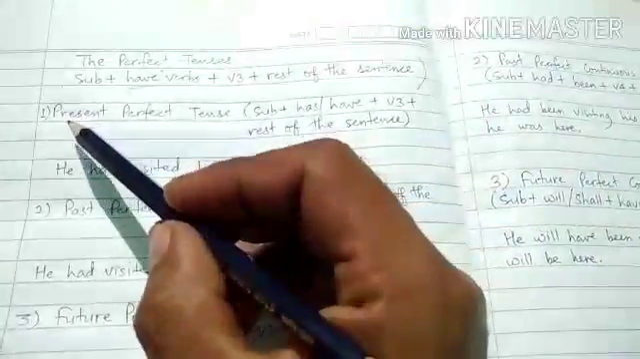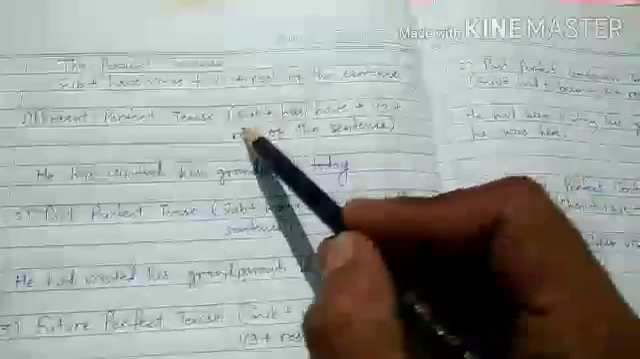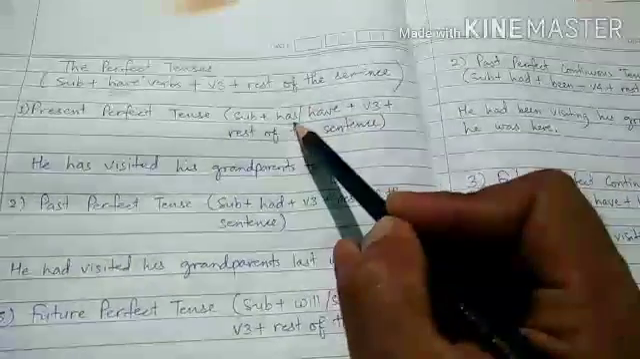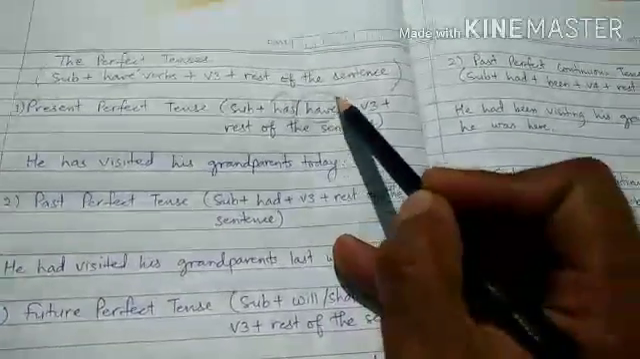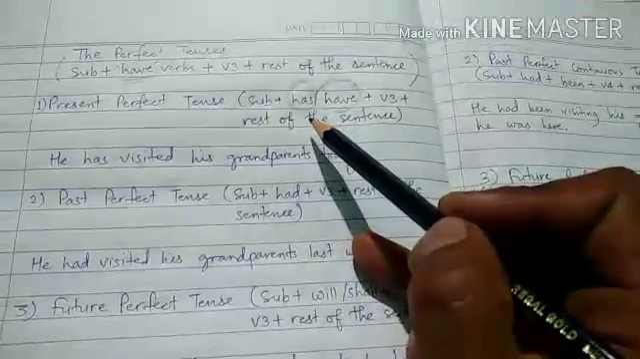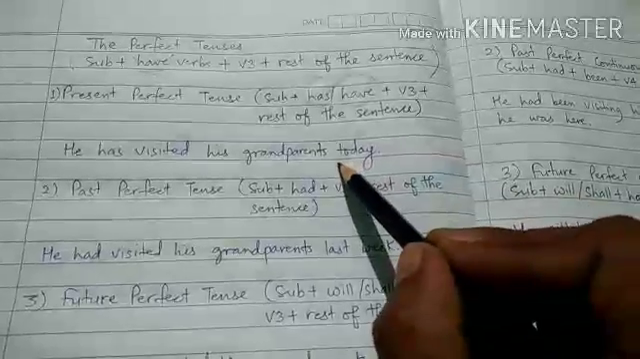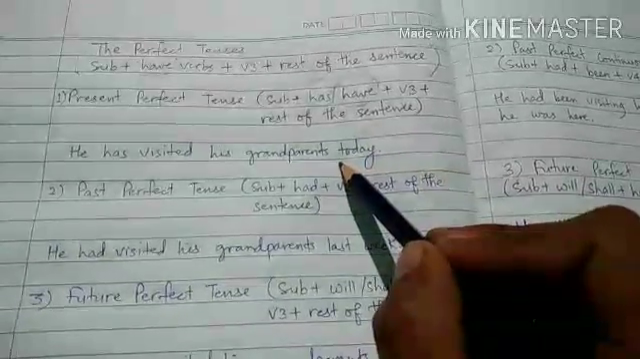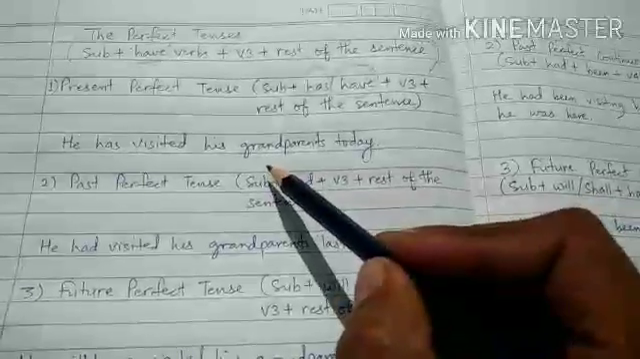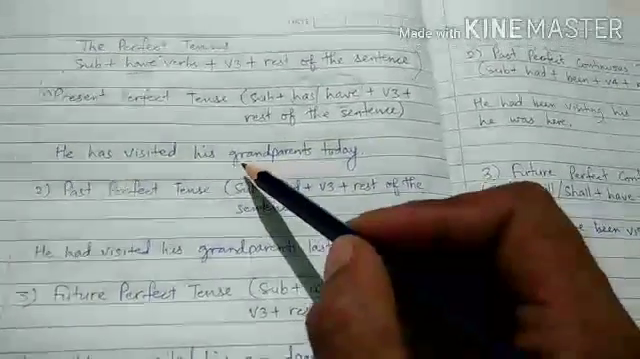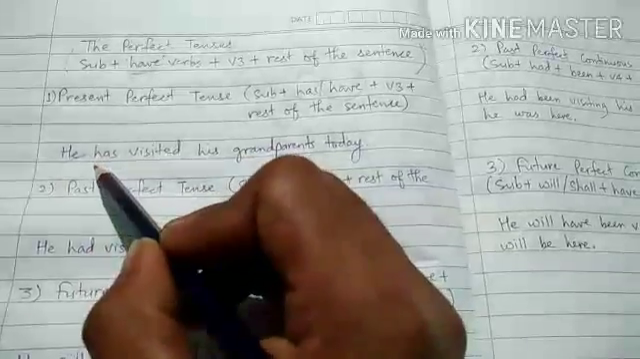Okay, let us start with the present perfect tense. Present perfect tense: subject plus has or have plus B3 plus rest of the sentence. Has if the subject is singular, and have if the subject is plural. Okay, understood? See here, he has visited his grandparents today. Now I have changed the same sentence into the present perfect tense. Understood? Now see here, subject plus has plus B3 plus rest of the sentence. This is the correct sentence in the present perfect tense.